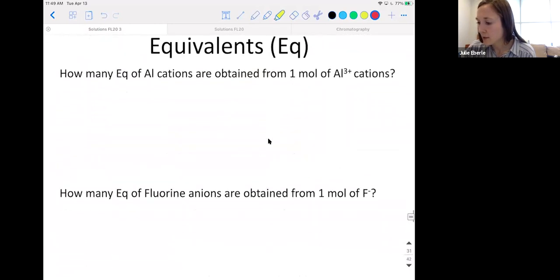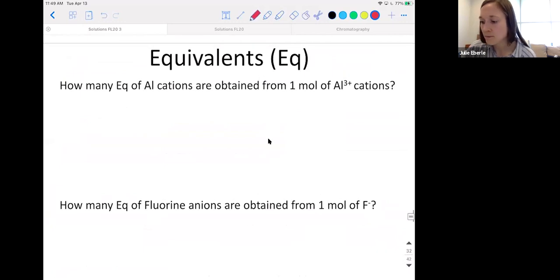Let's do a few more practice problems with this just to make sure it hits home. And then we've got to move on to talk about osmosis. That's the last thing. All right, how many equivalents of aluminum cations are obtained from 1 mole of aluminum +3 cations?